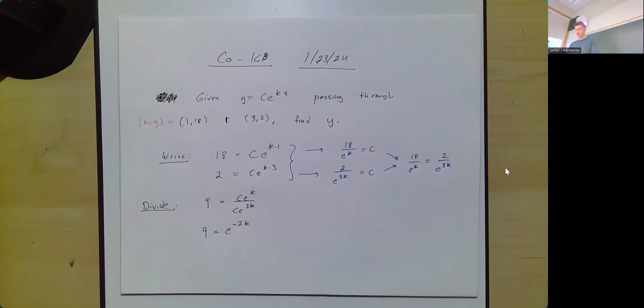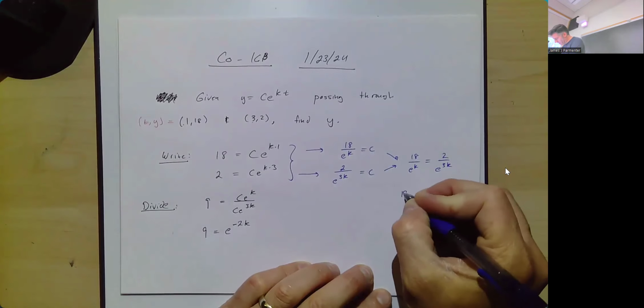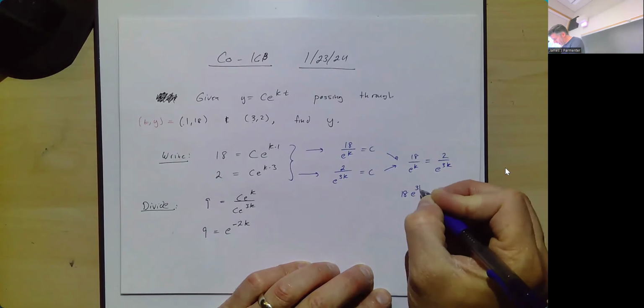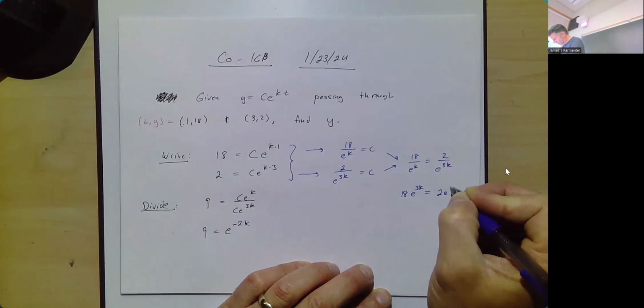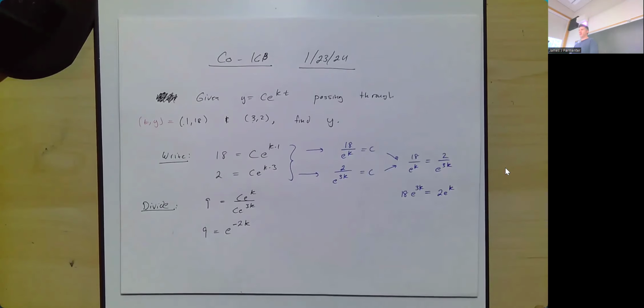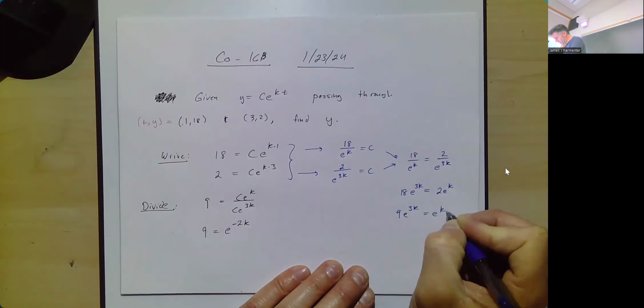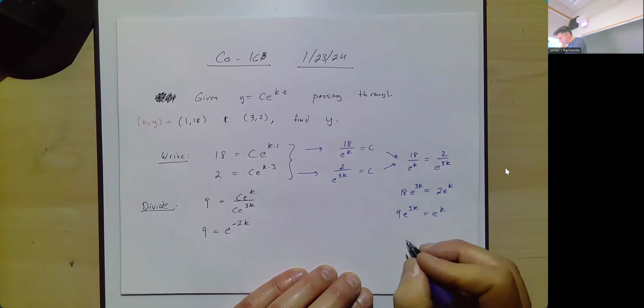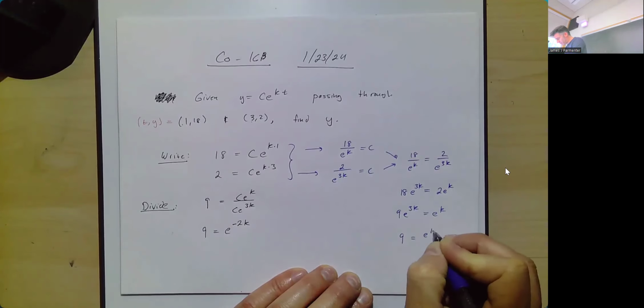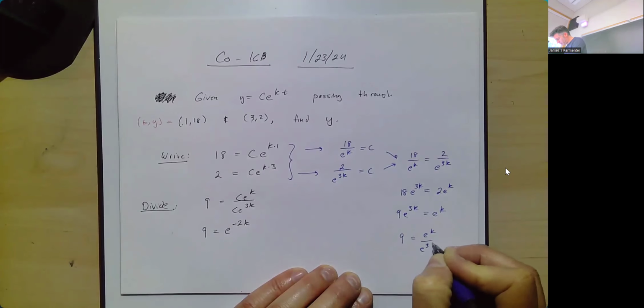I usually, at this point, awkwardly cross multiply, even though it's probably somewhat a waste of effort. It's still what I do. I would write 18 times e to the 3k equals 2 times e to the k. But then I would bring all my k's to one side and all my not k's to the other side. So I would divide both sides by 2 and say 9 e to the 3k equals e to the k, and then divide both sides by e to the 3k. And I get exactly to the place that I got to by dividing both sides by each other. So I end up getting 9 equals e to the negative 2k.